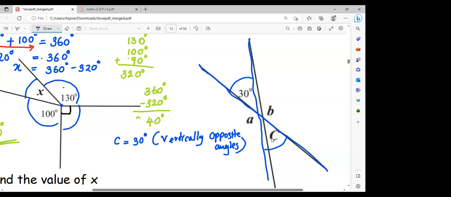Then after we find the value of C, okay, 30. Then here, look, we can find the B also. It is because of why. We can find the B.